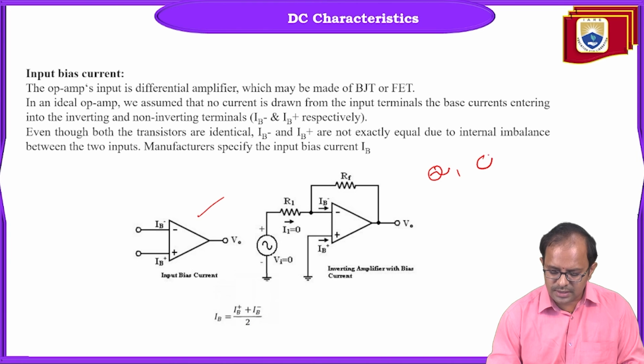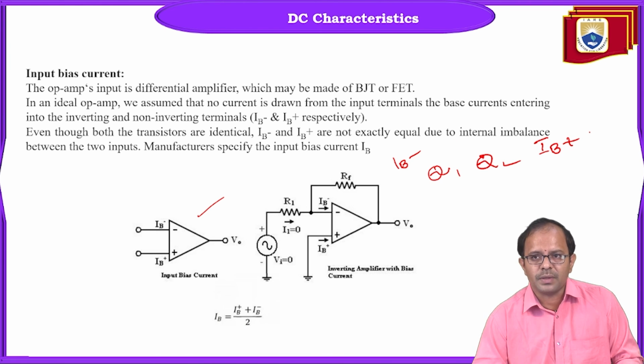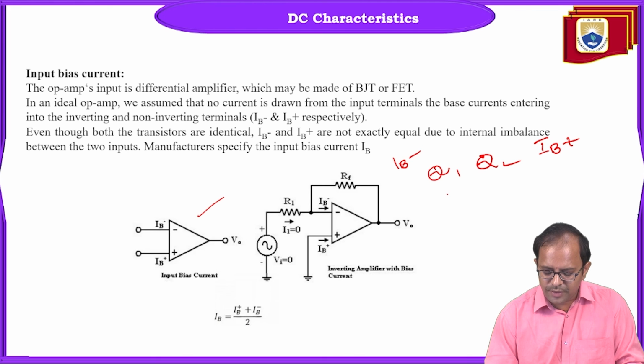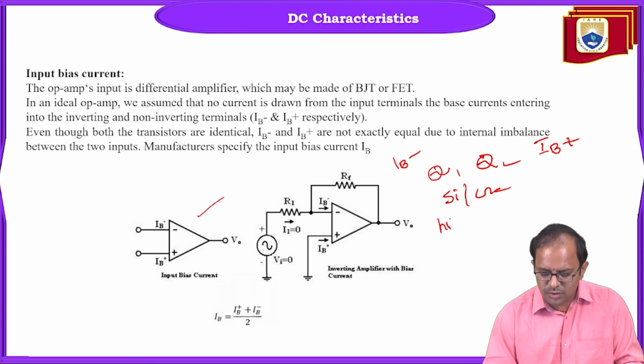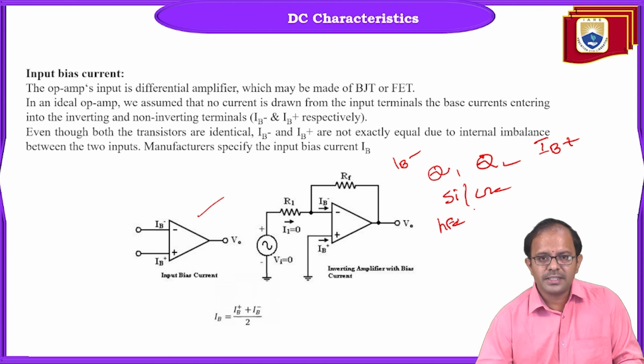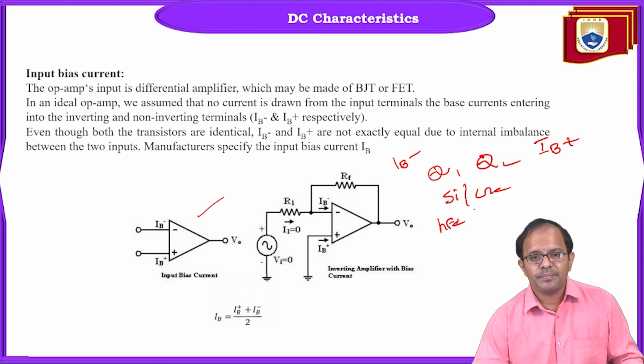We have two transistors. One is responsible for the biasing current, let us say IB minus, and another is for the biasing current IB plus. Both the transistors are identical, or symmetrical, which means they are designed from either silicon or germanium material. Their HFEs are also identical. The current gains of both the transistors are identical.